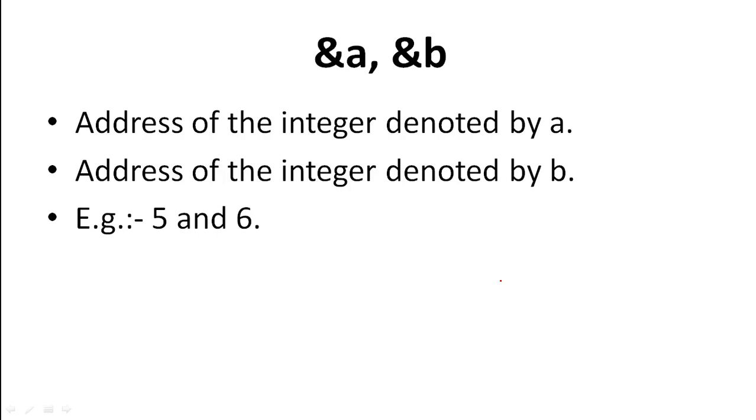The &a, &b is used to denote the address of the integer which is entered by the user. For example, if we enter 5 and 6 over here, whatever is typed on the keyboard is getting stored in the memory location of the variable a and the memory location of the variable b. That is what &a and &b stand for.